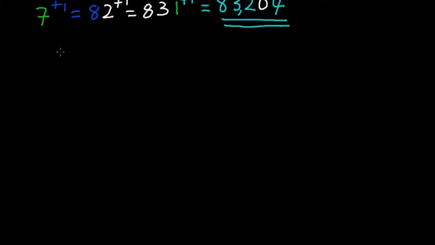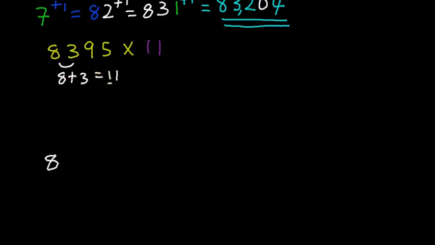Okay, another example, 8395 multiplied by 11. You bring down the first digit, 8. Then you add up the first and the second digit, 8 plus 3, which gives you 11. You bring down this 1, you add it up to the digit that is already existing, which now becomes 9. Then you can now conveniently bring down the 1.